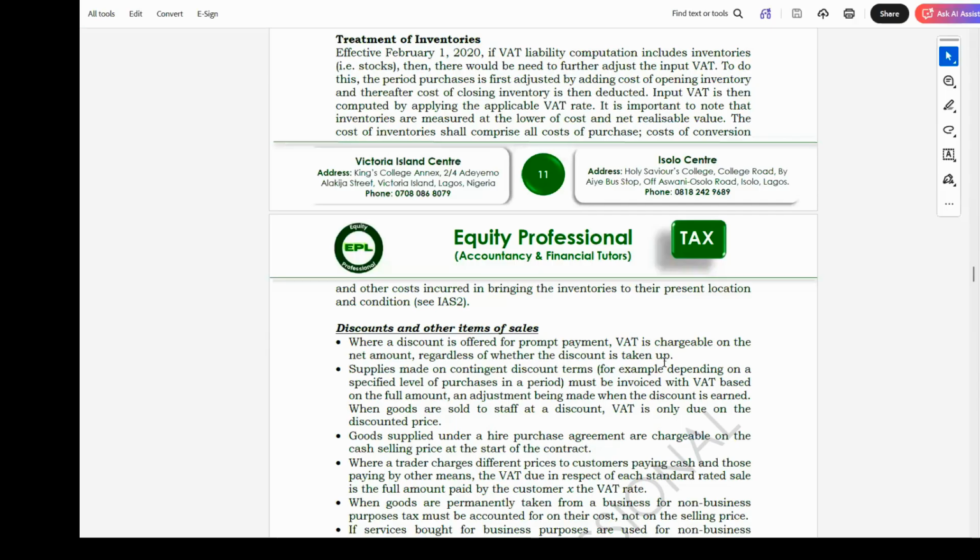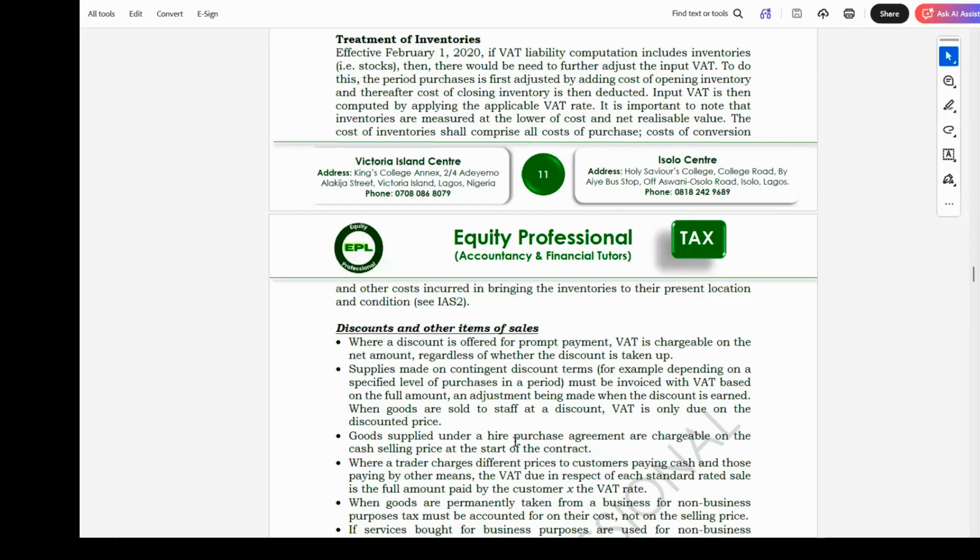Then where a trader charges different prices to customers paying cash and those paying by other means, VAT due in respect of each standard rate sale is the full amount paid by the customer times the VAT rate. So where you are charging different amounts to customers, those that are going to buy on credit, theirs is higher than those that will buy on cash. VAT must also be calculated on how much each customer is paying for the goods and services.